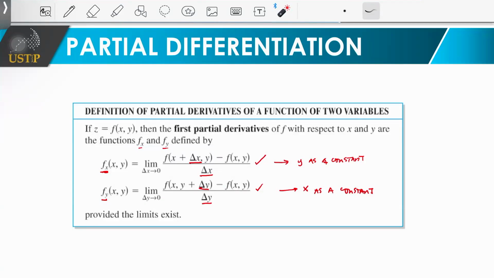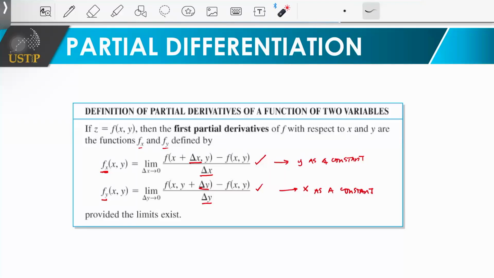f sub x, no? This denotes that you are getting the derivative of f, partial derivative of f, with respect to x. Okay? What this means is your function is dependent on both x and y. Okay? So for example, z is equal to a function of x, y. Okay? We use partial differentiation, class, if you have an equation or a function that has several variables.